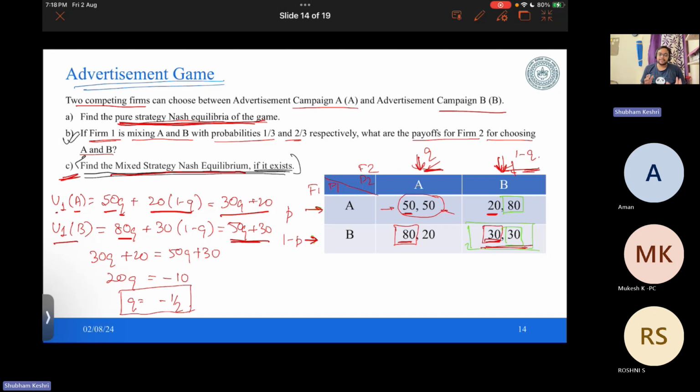Now we have to obtain the value of q at which player 1 becomes indifferent between playing A or B. So we equate both the utilities. When the utility of both strategies is the same, player 1 can play either A or B. Equating them, q comes out to be minus half. Since it is a probability, it cannot be minus half, and therefore there is no mixed strategy Nash equilibrium for this game.